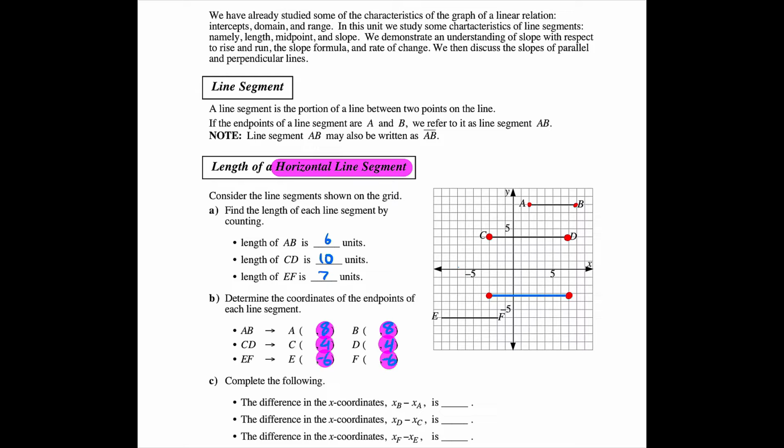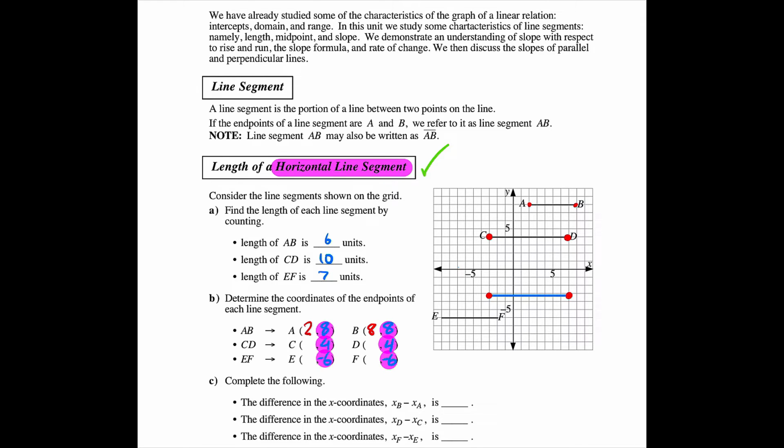But it's not the y value that we're going to be using to calculate the length of the line. Having the same y values tells me that, yes, it is a horizontal line. But now I'm going to use those x values in order to find the length of the line. So when I look at point A, the x value is going to be 2. And when I look at point B, the x value is going to be 8.